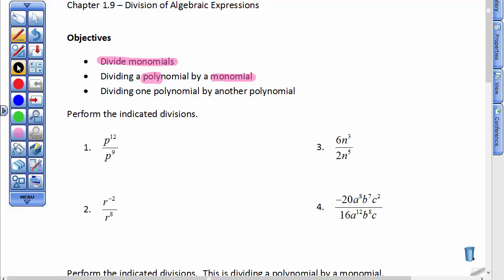The third objective, dividing one polynomial by another polynomial, is a little bit harder, and I'm going to make sure I do that on a separate recording.